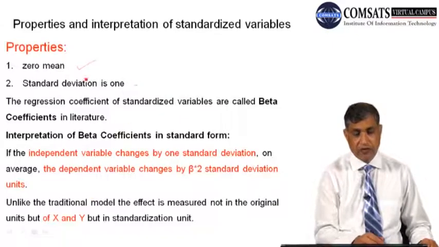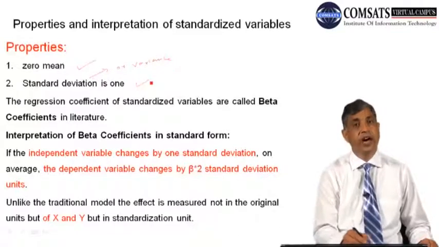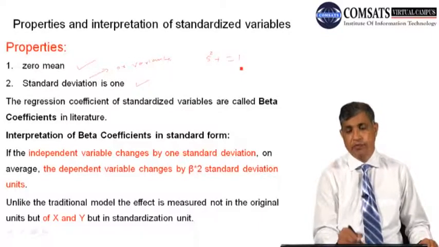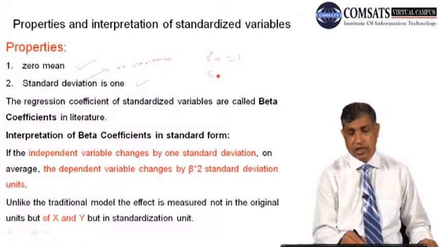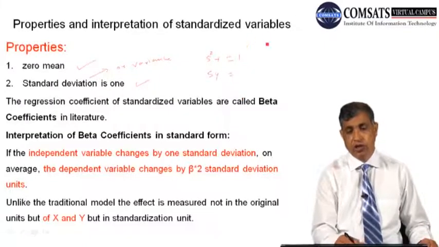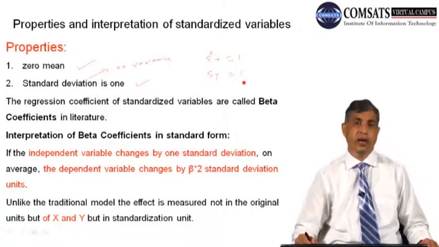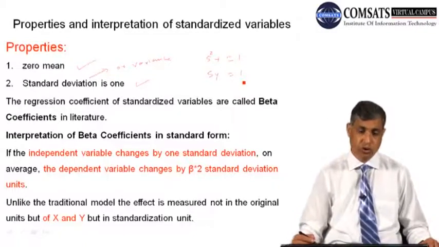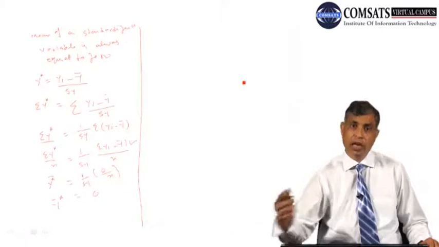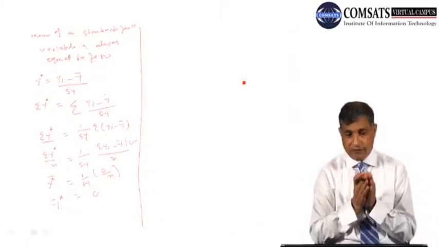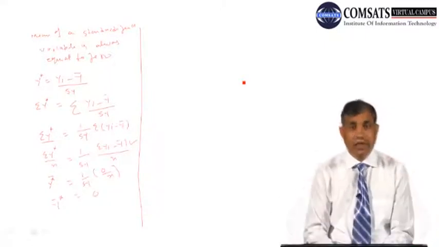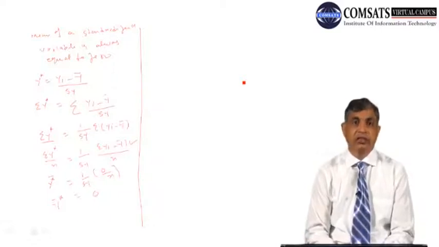Now go to the other property. The standard deviation or variance is 1. Why? Because if this is the variance and it is equal to 1, then the standard deviation is only the square root of this, which is also equal to 1. So we say that the standard deviation or the variance is equal to 1. There is no difference in explaining this. So I would like to again explain, you should remember this very simple derivation. We are talking about the properties of the standardized variable.